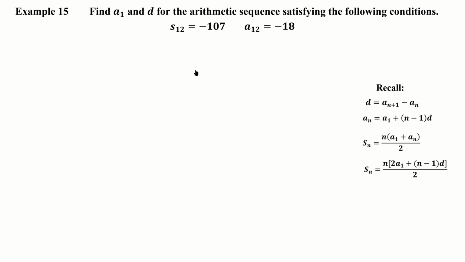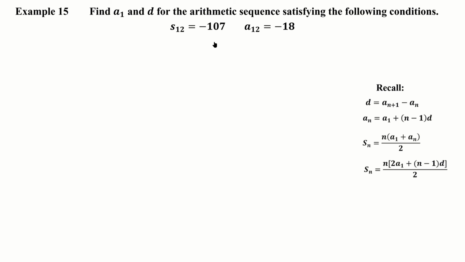All right, here's another problem. Go ahead and see if you can figure this one out. We want to know the A1, the first term, and the common difference for an arithmetic sequence whose 12th term is -18, and the sum of the first 12 terms is -107. Pause the video, see if you can figure that out. I think you will if you give it enough of your time. So try it and then come back.